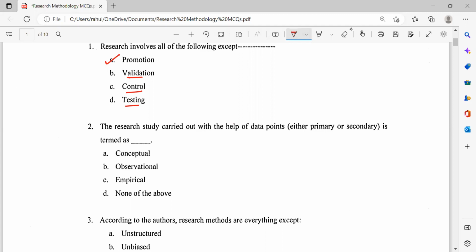Question number two. The research study carried out with the help of data points is termed as. So the research study which is carried out with the help of data points is known as empirical study. Option C is the correct answer for this, right?